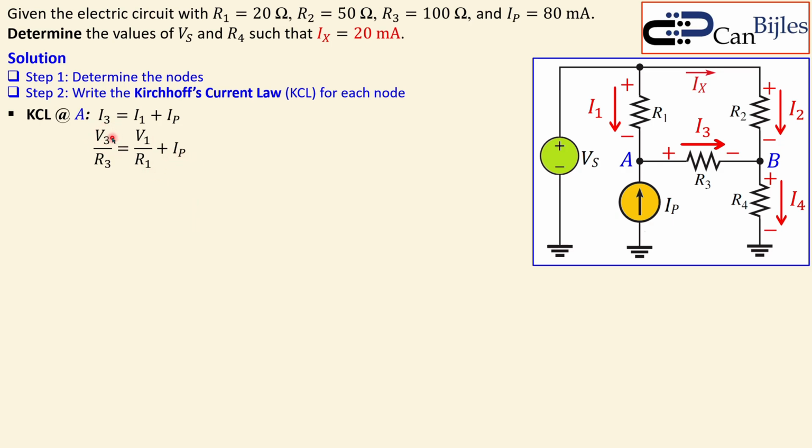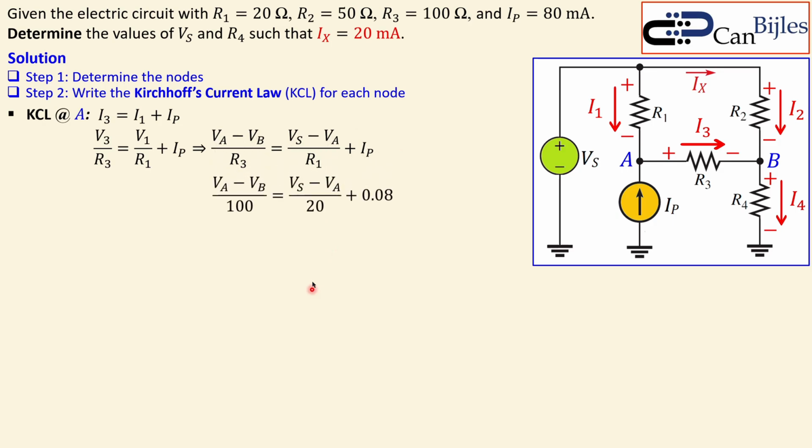Now V3 we also need to write it down in terms of Vs, Va and or Vb. Now we can say this voltage V3 here is actually between the node A and B. So we can also say Va minus Vb over the resistor R3, that is I3. I1, that's this current, is this voltage, which is the same as Vs, minus Va, and that will be then divided by R1, will give you I1. Now IP is already given, so we don't have to write it down in voltages and resistors.